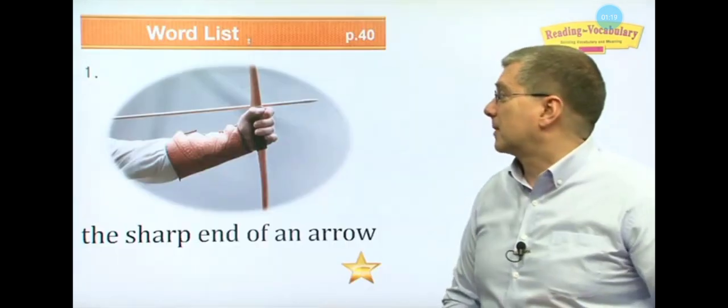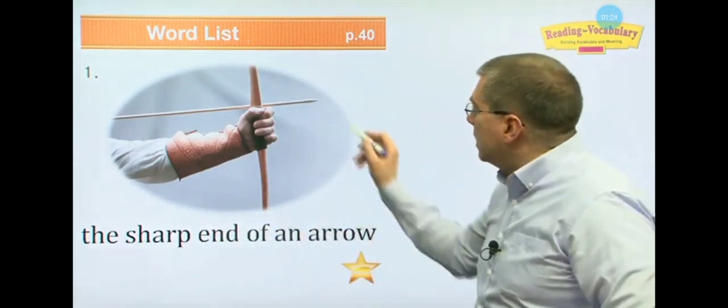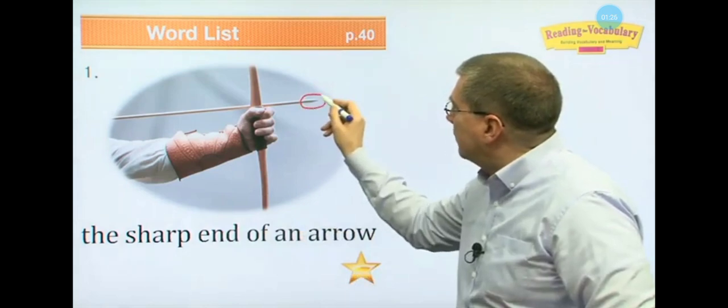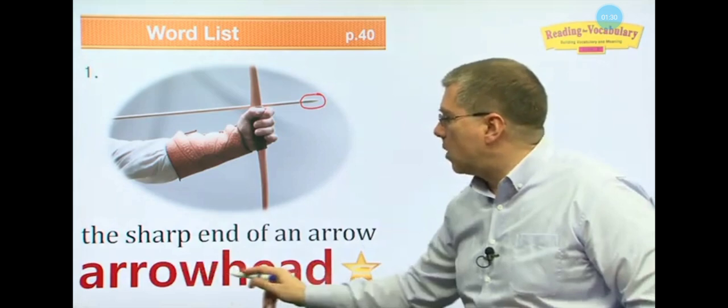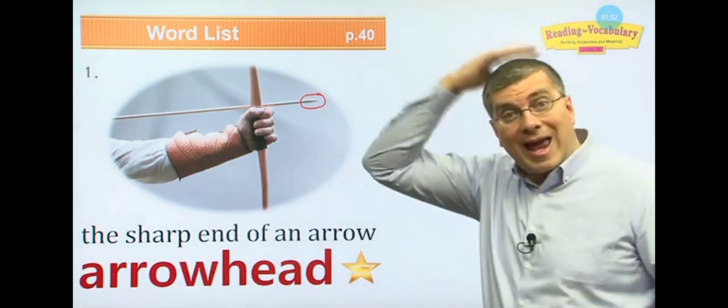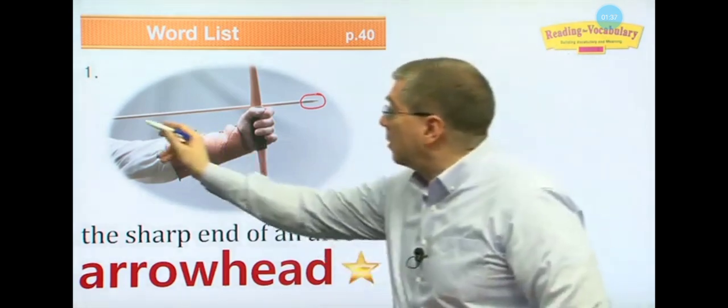So let's take a look. Number 1, the sharp end of an arrow. What do we call that part right there? That is the arrowhead. Of course, you know a head is right, the head on the body.